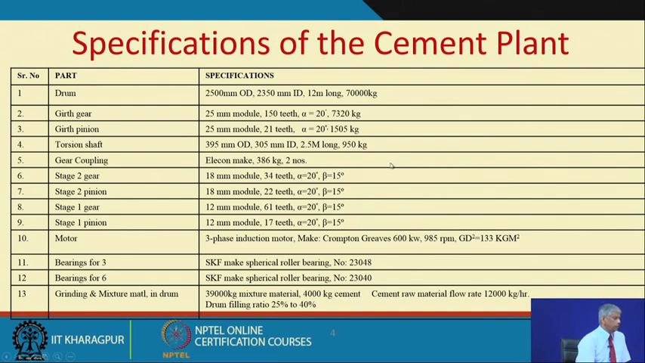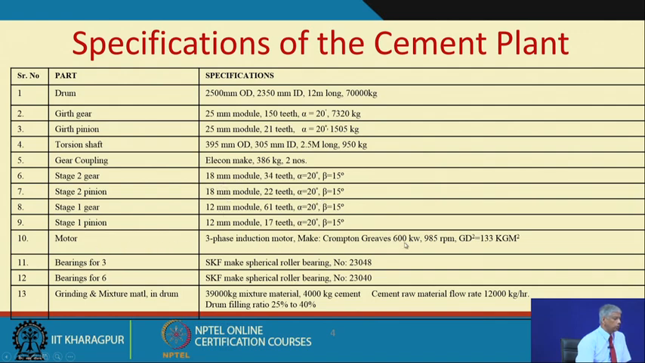So, this is a little specification of the cement plant for those of you who are interested to get an order of magnitude feel. This is about 2.5 meter in outer diameter, about 12 meter long, and about 70 ton. The girth gear has 150 teeth, and the pinion has 21 teeth. There is a torsion shaft, a gear coupling which is driving the torsion shafts, and the gearbox, and then in the gearbox itself stage 2 gear, pinion, etc., all these modules are there.